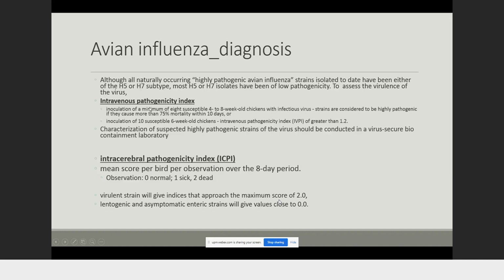So for IVPI, you inoculate 8 susceptible chickens at the range of 4 to 8 weeks old with the infectious virus. In this case, you already know it is influenza virus, but you don't know which strain. Is it highly pathogenic or low pathogenic? If the strain causes mortality of more than 75% within 10 days, it is considered highly pathogenic. And you also can inoculate 10 susceptible 6 week old chickens, and if it gives an IVPI index of 1.2, it's also categorized as highly pathogenic.